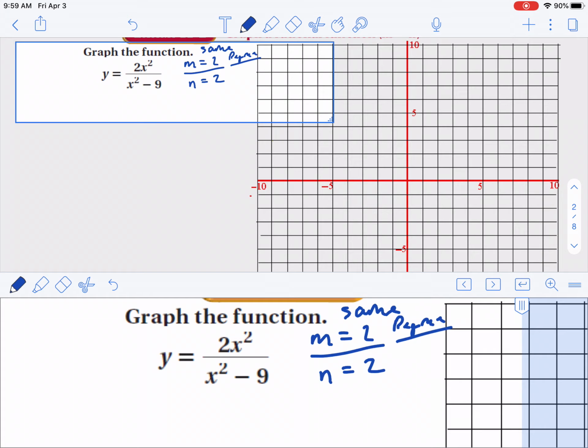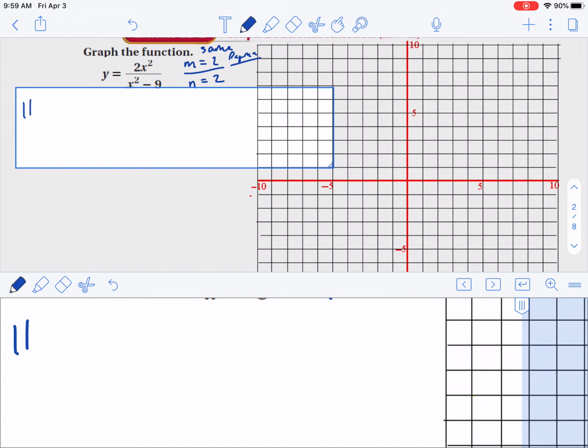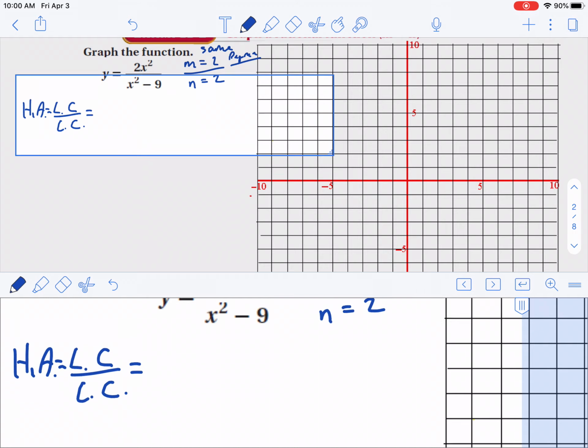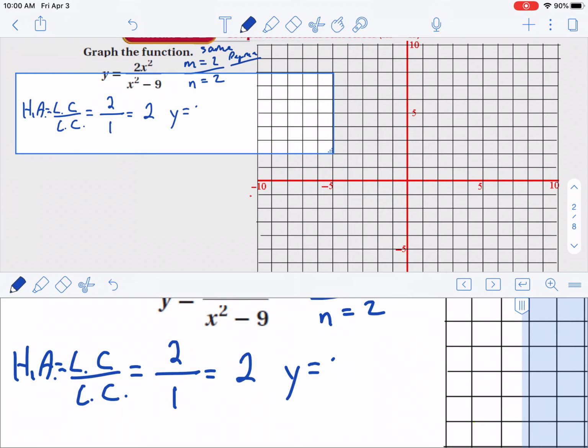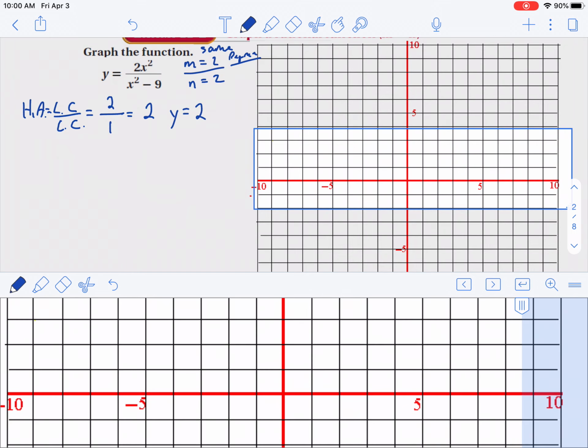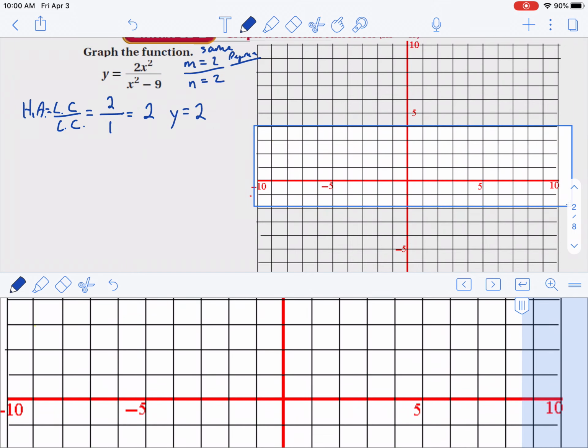And so my horizontal asymptote is going to be leading coefficient over leading coefficient. Leading coefficient on my numerator is 2, leading coefficient in my denominator is 1, and so my horizontal asymptote is the line y equals 2. And so over here on my graph, along y equals 2, I'm going to put a dotted line. That's my horizontal asymptote. Right along there like that.